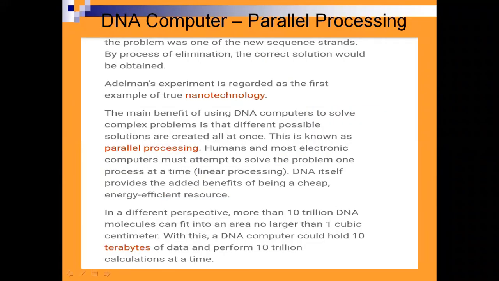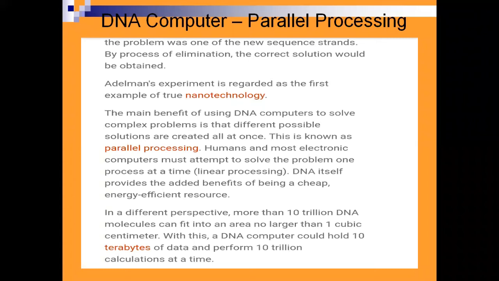So the DNA computer has another important property, which is parallel processing. The problem was one of the new sequence strands. By process of elimination, the correct solution would be obtained. The property of parallel processing was developed from the basic concept developed by Adleman's experiment. Adleman's experiment is regarded as the first example of true nanotechnology.